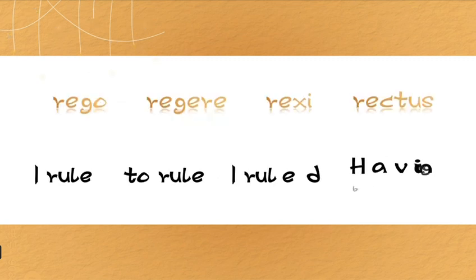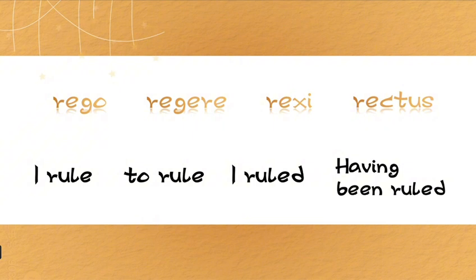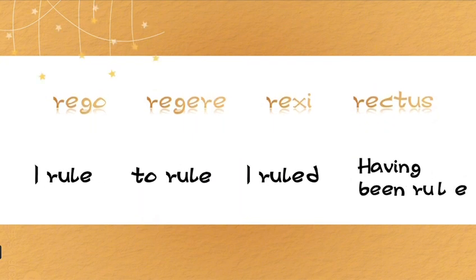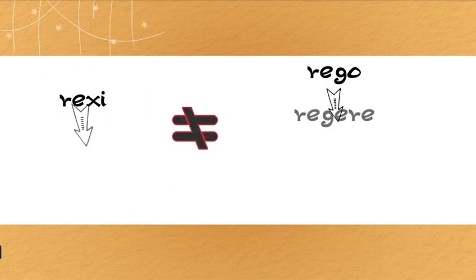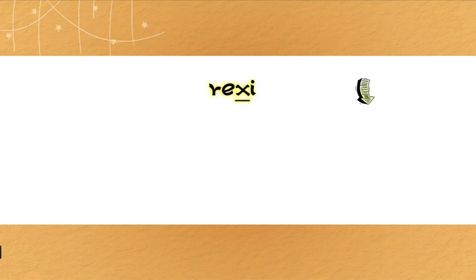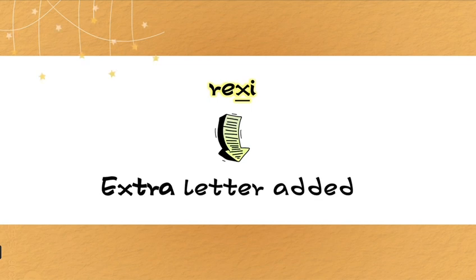Here's an example. Rego, regere, rexi, rectus, meaning I rule, to rule, I ruled, having been ruled. In this instance, rexi is the principal part needed for the perfect tense. However, those of you that are keen-eyed can see that its stem differs from the other principal parts. That's because the perfect tense has an extra letter added to the stem. In this instance, the extra letter is X.